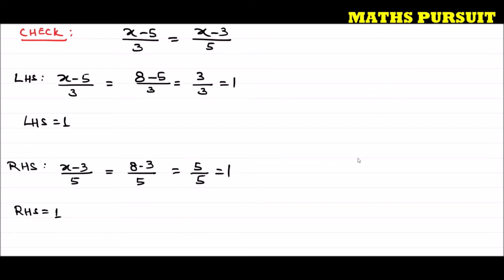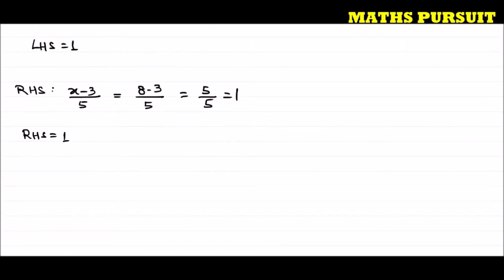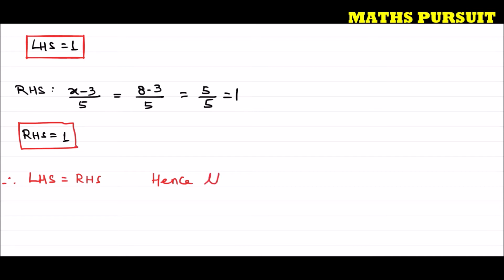That means you could see that on the left hand side we got 1, as well as on the right hand side of the equation we got 1. This is the result for the left hand side, and this is the result for the right hand side that I am going to write. Now we can say, therefore left hand side is equal to right hand side. Hence this is verified. Hope guys you understood this. We got the answer for x as 8, and then we verified our result and found that the left hand side is equal to the right hand side.